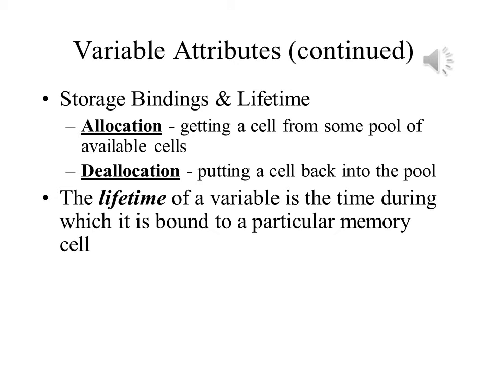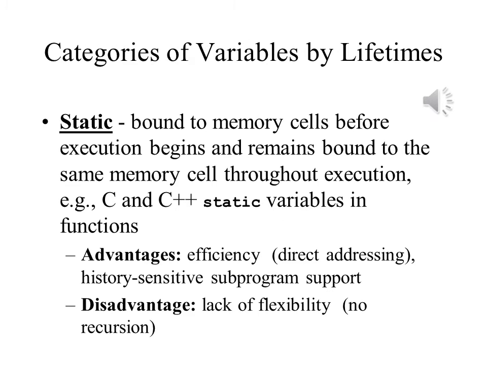Allocation refers to assigning a data item to a particular location in memory. Deallocation refers to making that memory location available for reuse. And a variable's lifetime refers to the time in which that data item is bound to a particular location in memory. While Fortran originally set aside storage for all its variables at compile time, this is rarely done anymore.